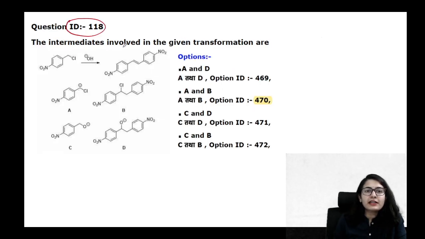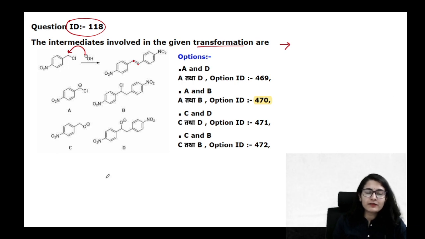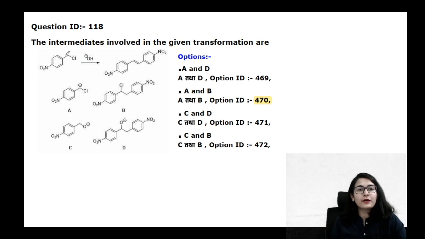Question ID 118. The intermediates involved in the given transformation are. Now, guys, this question is not very difficult, a little bit confusing though, but not difficult. What is being asked is that in the presence of a base, you are getting the dimer of this molecule. And how are you going to get that? If you try to substitute this chlorine with OH minus, you are going to get O minus, which is not correct. And if this O minus attacks on another molecule of this, you are going to end up with some ether, which you are not forming. So that is why the OH minus is not there to remove a chlorine. It is there to remove a proton.